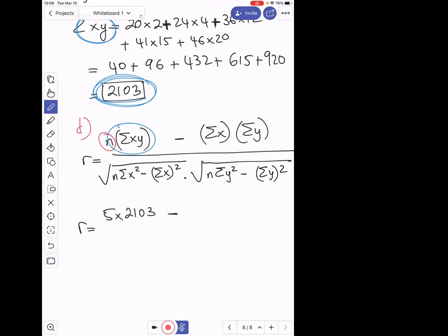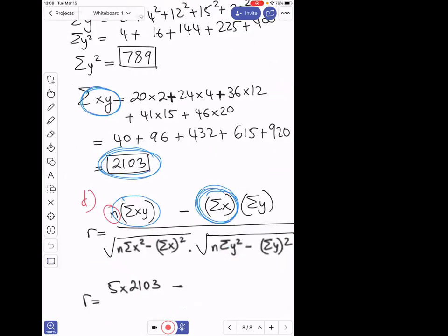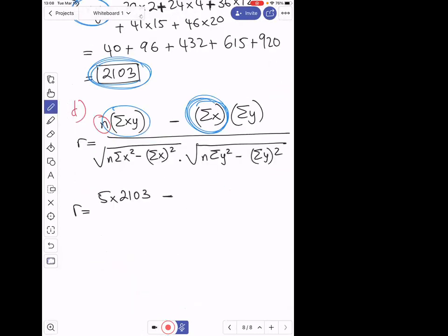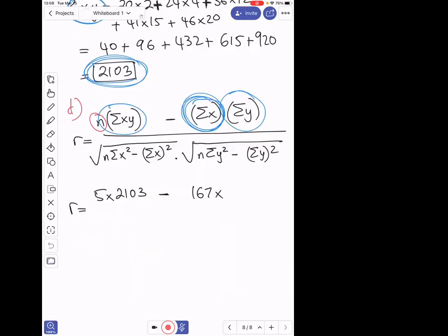minus, and then we have the sum of the x's. The sum of the x's is just this first number right here, the sum of the values of x, it's 167. So it's minus 167 times the sum of the y's, just the sum of the values of y. We said it's 53. So here it's 53.